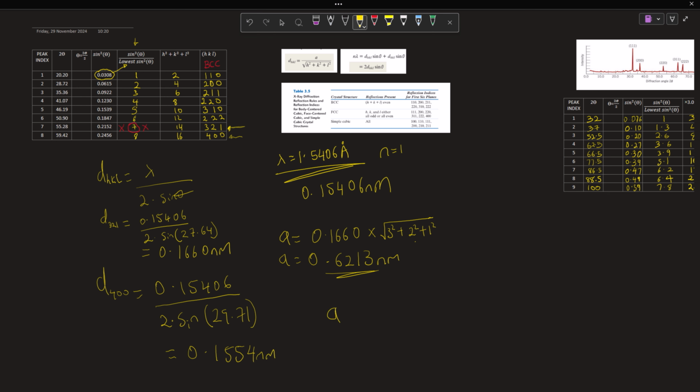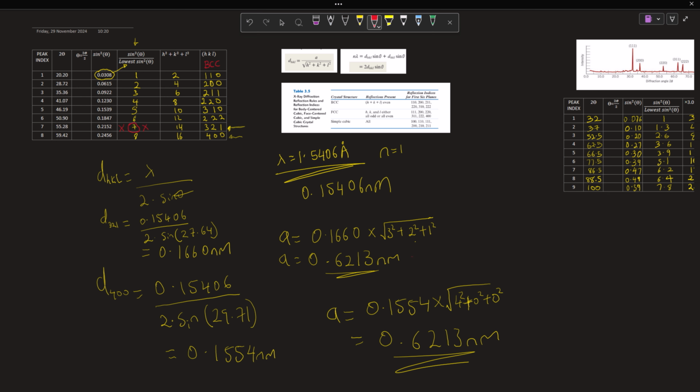So let's apply it for our A. A is equal to 0.1554 times, what's our HKL for that row? Root of 4 square plus 0 square plus 0 square. Can you see? We arrived at the same answer, 0.6213 nanometer.